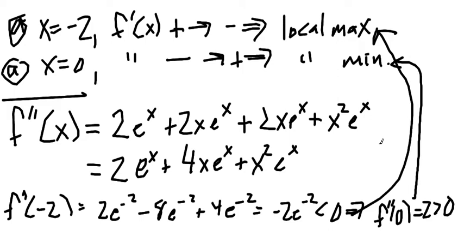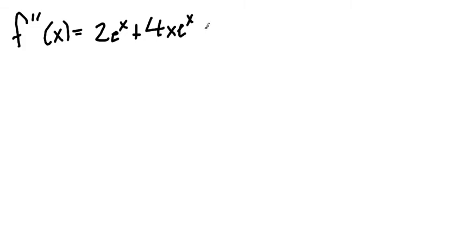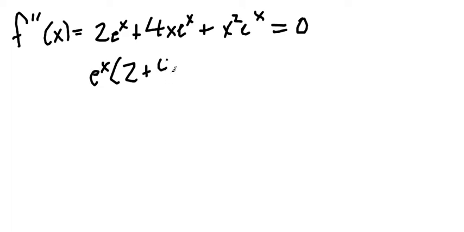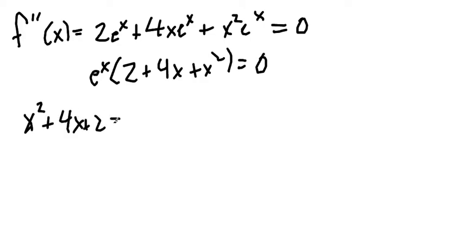We also need to look at the second derivative in terms of figuring out concavity. So again, our second derivative is equal to 2e to the x plus 4x e to the x plus x squared e to the x. We set this equal to 0, and I can factor out e to the x, and I'm left with 2 plus 4x plus x squared equal to 0. So either e to the x is equal to 0, which again doesn't happen, or this polynomial is equal to 0: x squared plus 4x plus 2 equals 0.